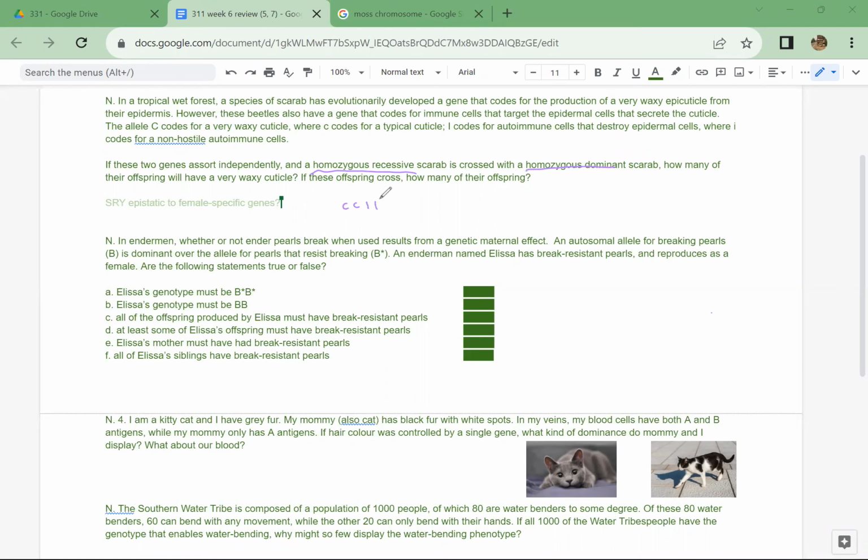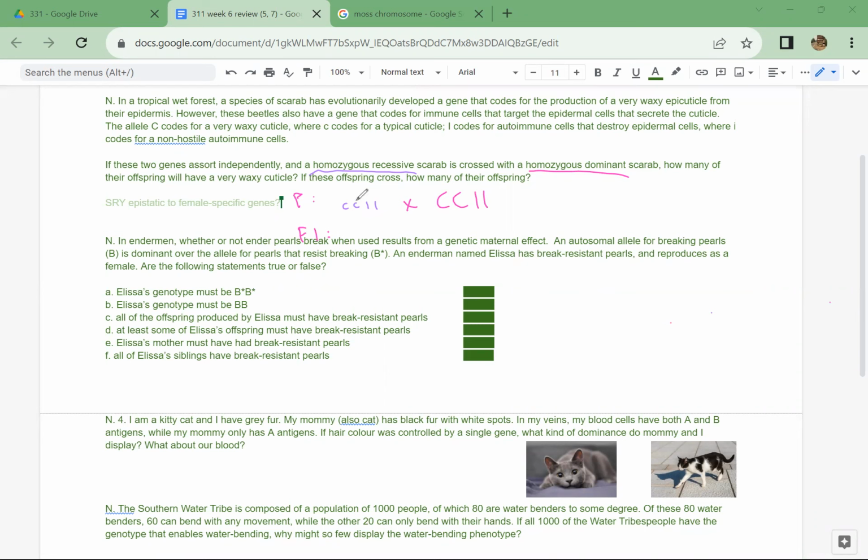And then we have another beetle who is homozygous dominant. So they are uppercase C, uppercase C, uppercase I, uppercase I. Yes, I write my I's the same. And they cross. So we have our parental generation here, and they will cross and produce their offspring, which we know is the F1 generation.